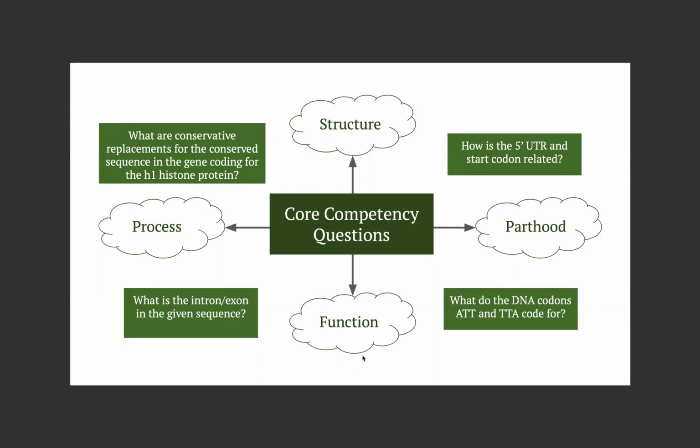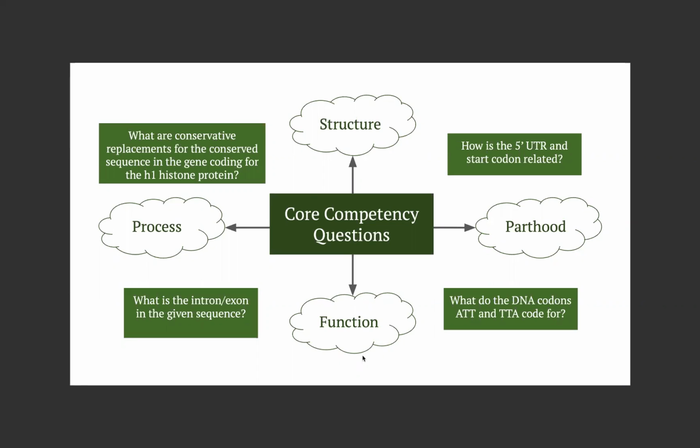To test competency regarding parthood and function, we can ask the question, what do the DNA codons ATT and TTA code for? This is because to be able to differentiate between ATT and TTA, the ontology needs to have a concrete notion of directionality.